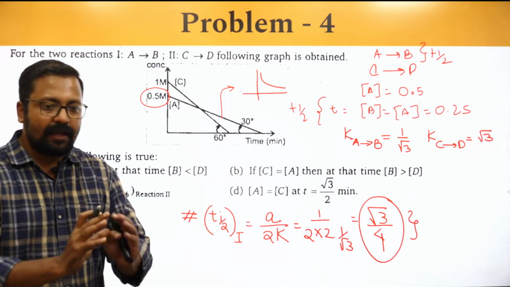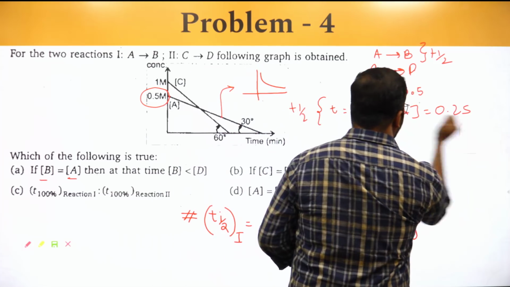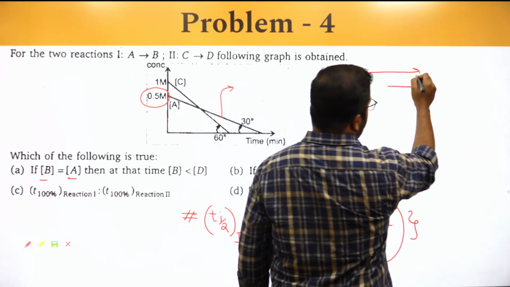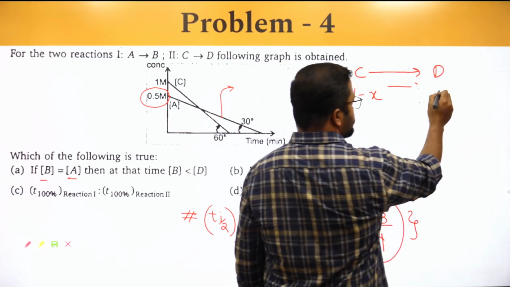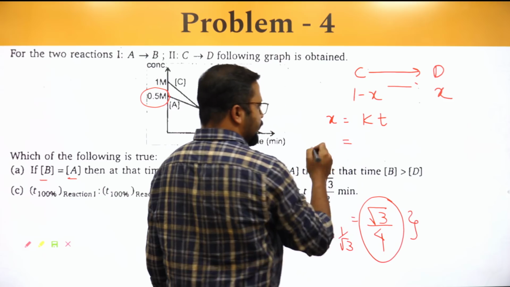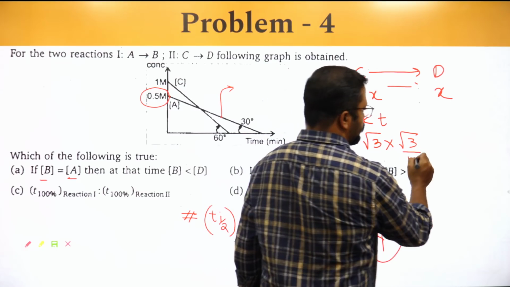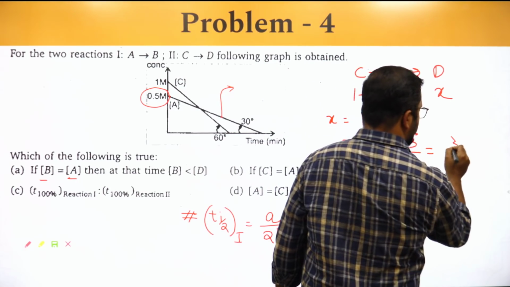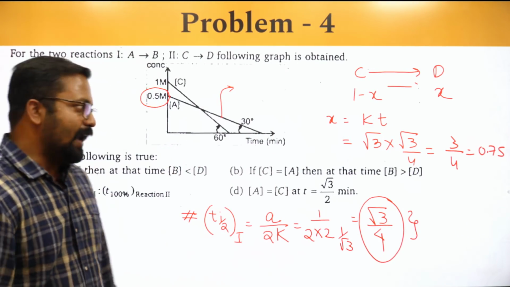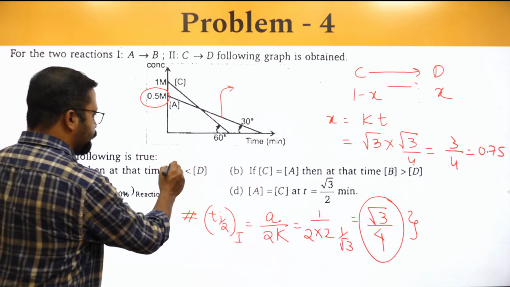Now in this time, what is the amount of D which is formed? So I will write C changes to D, 1 minus X. This is X, and X will be equal to K times T. The K value is root 3, the time is root 3 by 4. This is 3 by 4 or 0.75. So the amount of D is equal to 0.75, while the amount of B is 0.25.